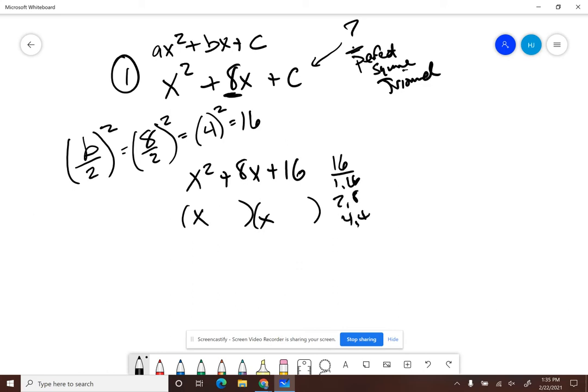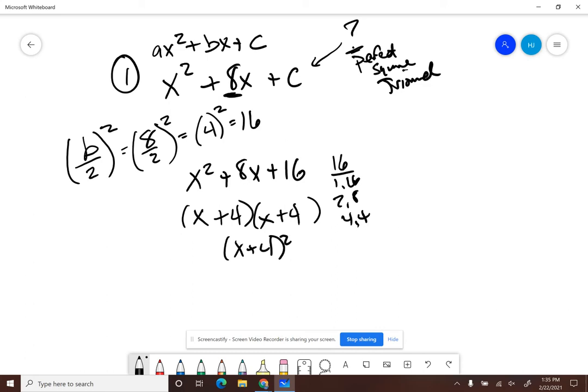That will add up to 8. Well, 1 plus 16 don't add up to 8. 2 plus 8 definitely does not add up to 8. But 4 plus 4 does, in fact, add up to 8. And so look at that. We created a perfect square trinomial.